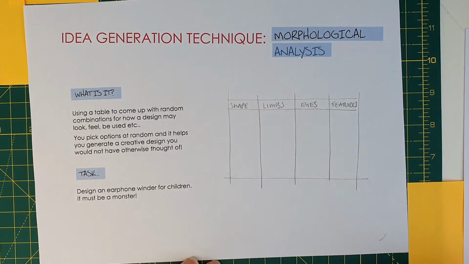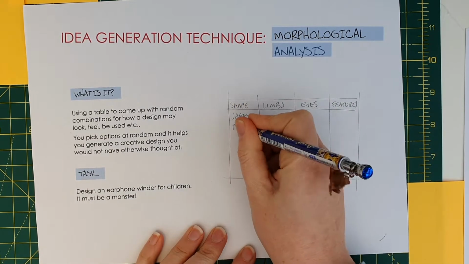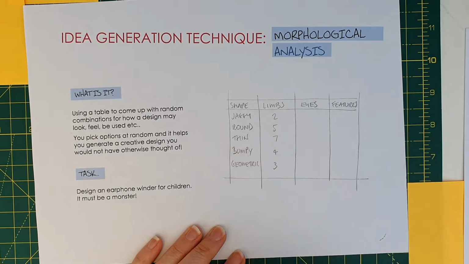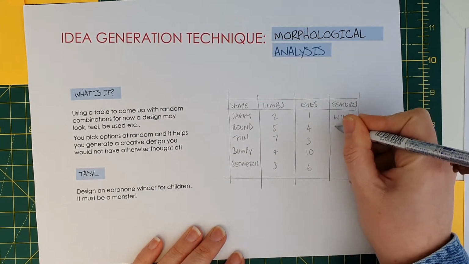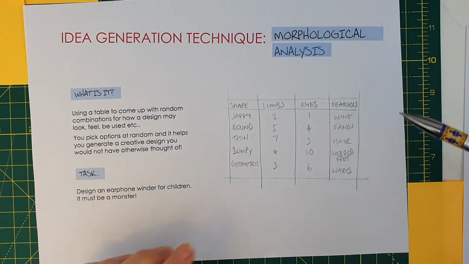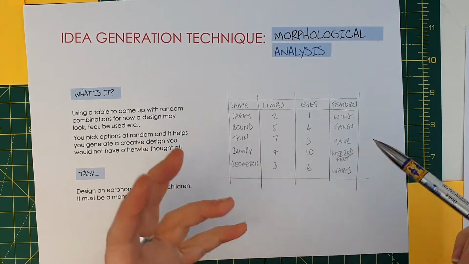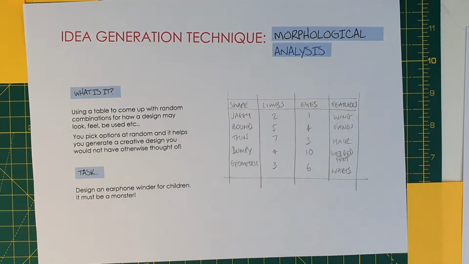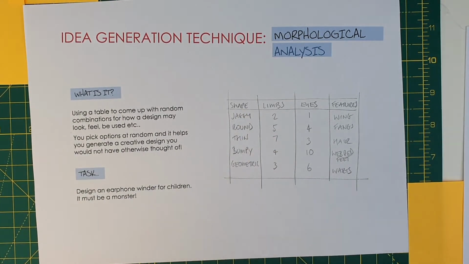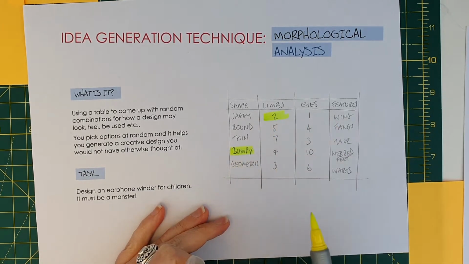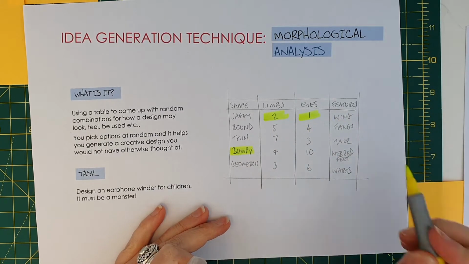And I'm just going to start filling in the columns with as many different ones I can think of as possible. So there we have it. Lots of different features that my monster earphone holder could have. And the next thing we do, we then just pick options at random. So I'm going to go for, we'll go bumpy, 2 limbs, 1 eye, and let's go for some fangs.